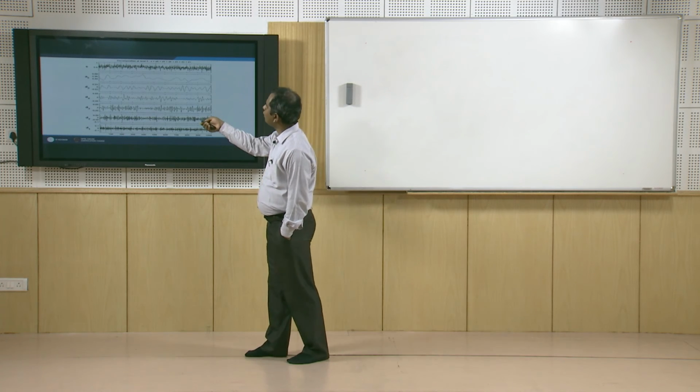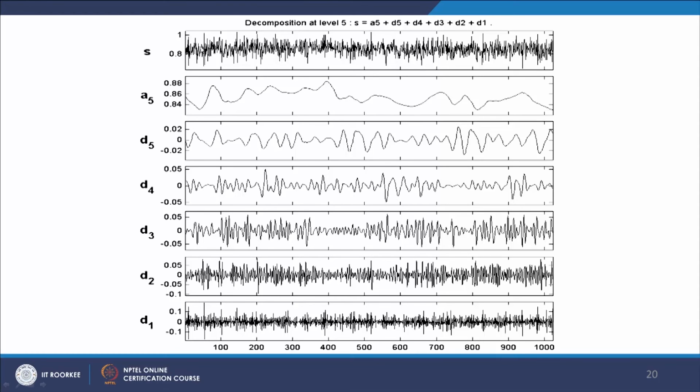Here this is the raw signal S. In this abscissa we are having time, in this ordinate we are having the raw signal. You can find out this is the raw signal from your liquid flow pipeline. What we do, we decompose this signal into A5 and then D5, D4, D3, D2, D1. All these D's are plotted over here and this A5 is over here.